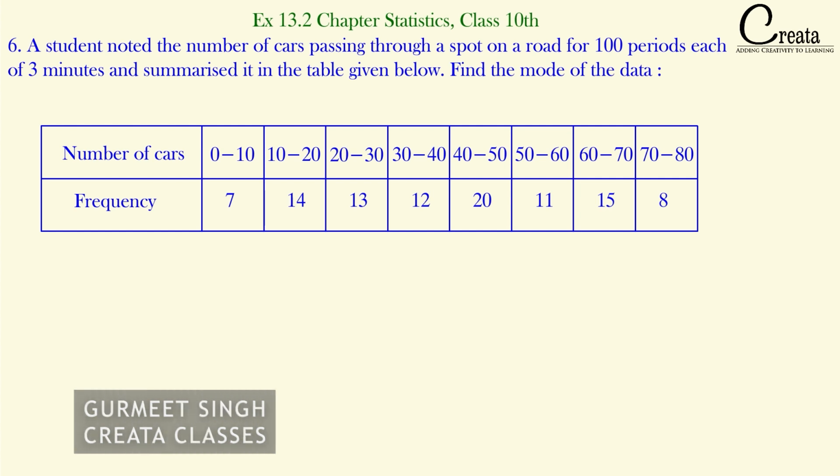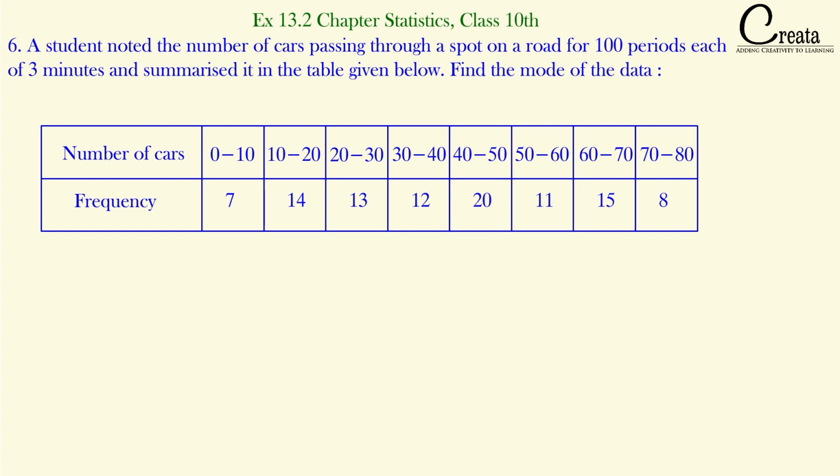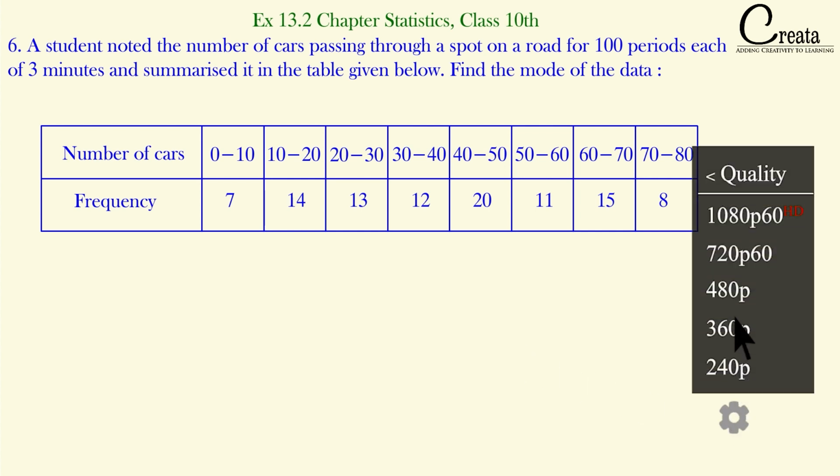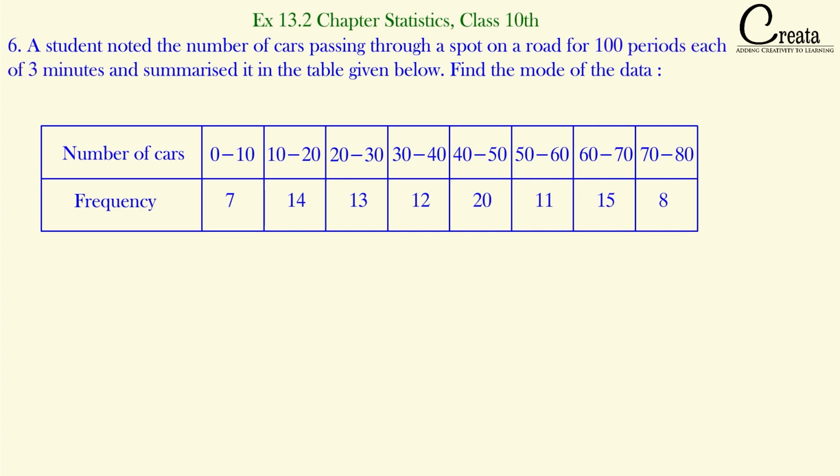In this lecture, we will cover exercise 13.2, question number 6, chapter Statistics for class 10th students. This is question number 6. Our first step, let's observe the question. In this question, data is given regarding the number of cars passing on a given road. The question is that a student noted the number of cars passing through a spot on a road for 100 periods, each of 3 minutes, and summarized it in the table given below.